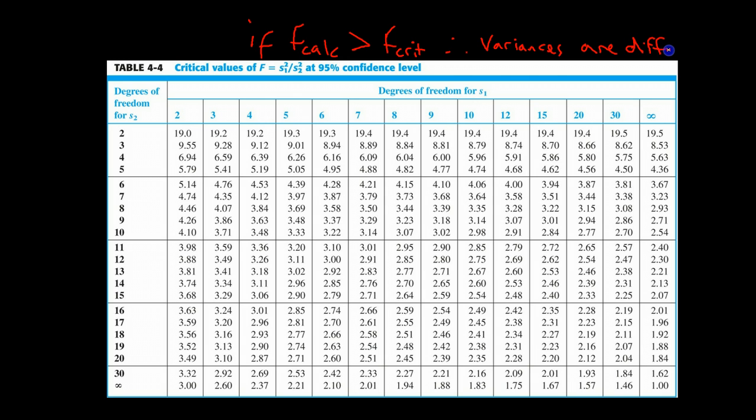Alright, so this is just like we saw with the t-test or the Grubbs test, right? You have this critical value table, and we have a calculated value that you get from your actual data, and if that calculated value is greater than the critical value, at the degrees of freedom that you're looking for, then in this case, the variances are different.